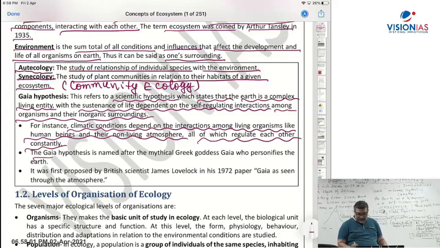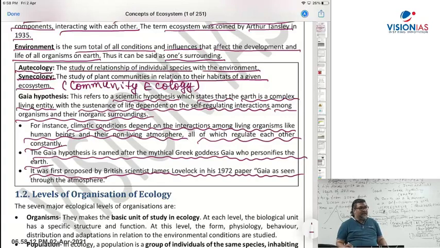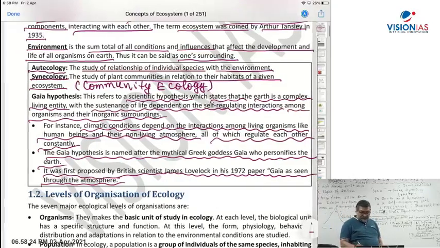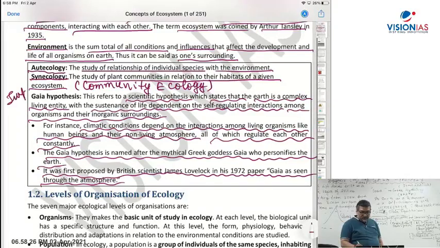The Gaia hypothesis is named after the mythical Greek goddess Gaia, who personifies the Earth. It was first proposed by British scientist James Lovelock in his 1972 paper, that Earth is seen through the atmosphere. And this could be a question. This Gaia hypothesis could be a question in the exam. UPSC can ask you a question on that. It can be a part of the examination question, right?